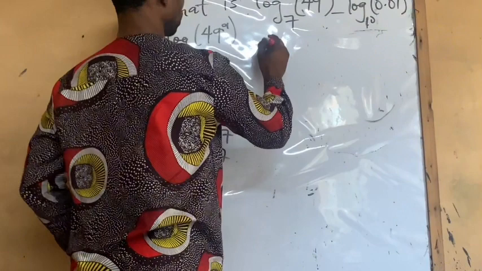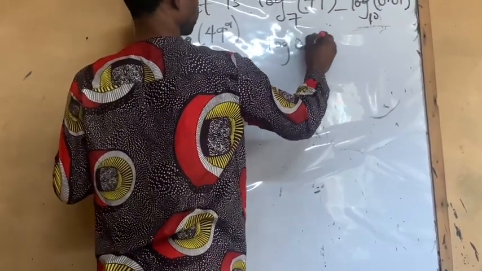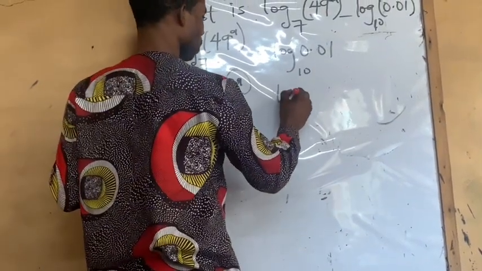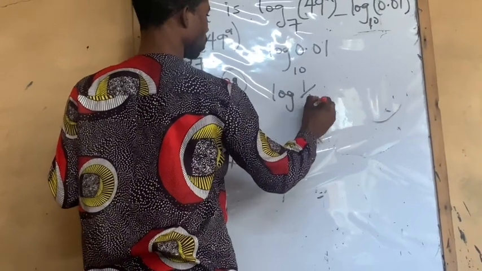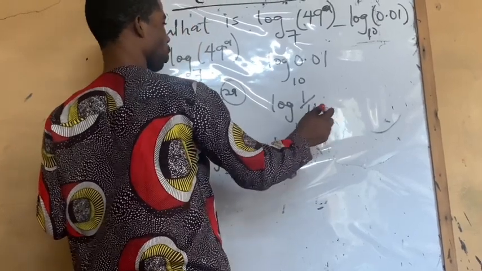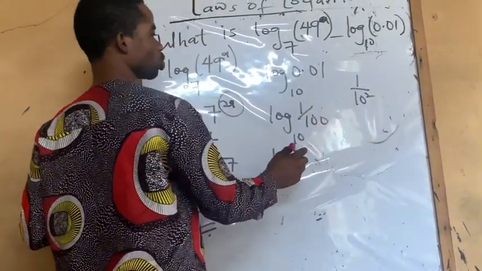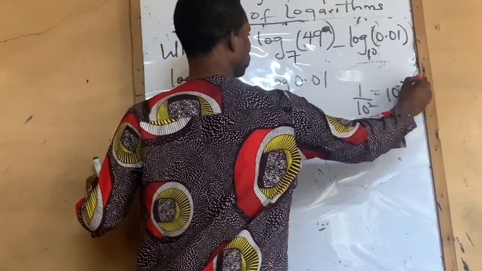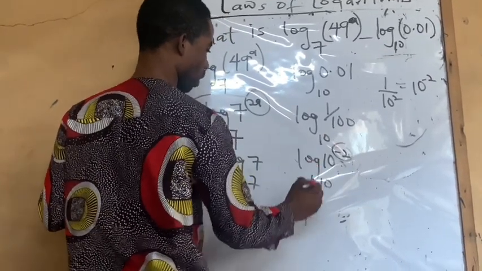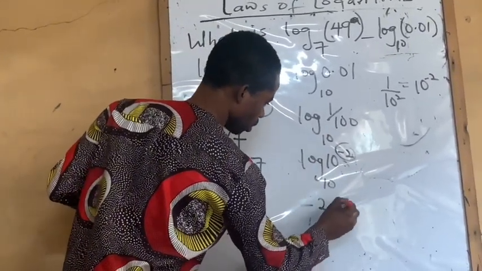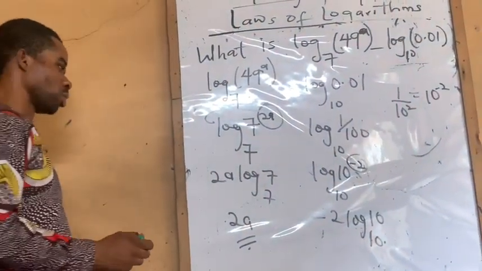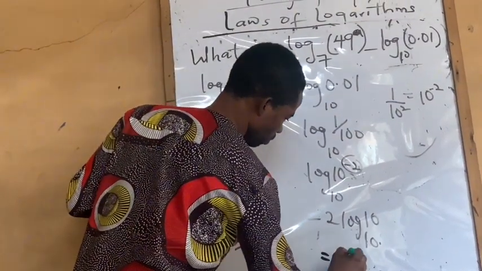The second one is log 0.01 base 10. Put 0.01 in the form of a fraction: that is log of 1 over 100 base 10. This becomes 1 over 10 raised to the power 2, in other words 10 raised to the power minus 2 when you bring it up. So that means 10 raised to the power minus 2 base 10. The power comes to the back: minus 2 log 10 base 10. And log 10 base 10 is 1. So 1 times minus 2 is minus 2.